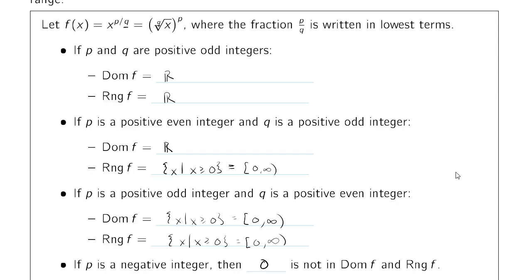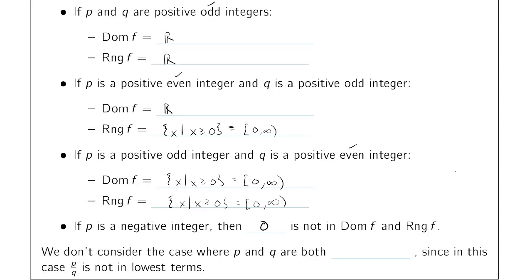And notice we had a case where p and q are both odd, where p is even, where q is even. We didn't consider the case where they're both even, because when we think about the power function, we think about writing our rational exponent in lowest terms. If p and q are both even, then p and q have a common factor of 2. So our rational exponent wouldn't be in lowest terms. We don't need to consider a case where p and q are both even.